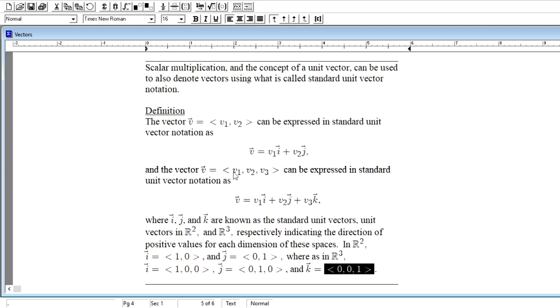And if we take these scalar components of vector v and we multiply them by those standard unit vectors and then add up those scalar multiples, that will result in vector v forming.